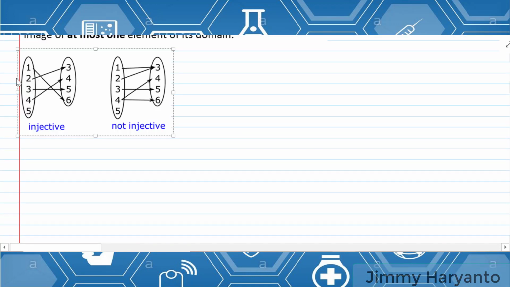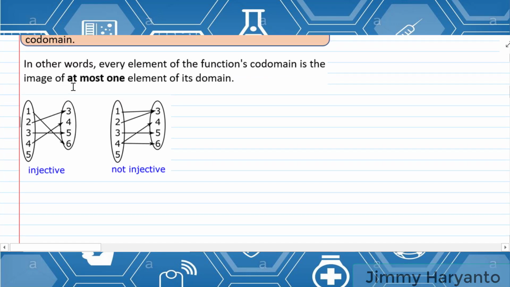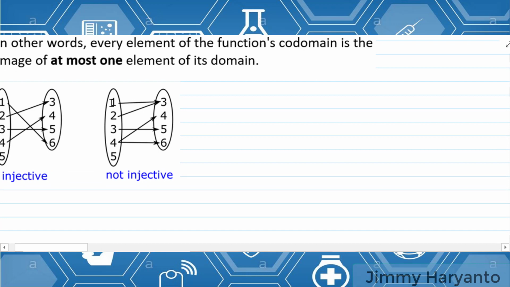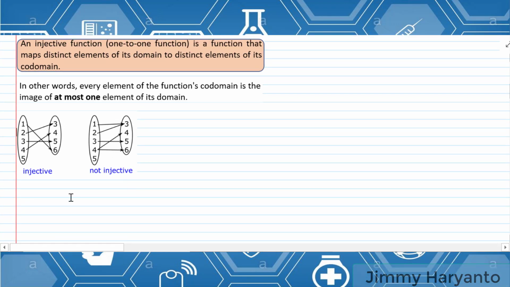Okay, take a look at this. For the left one, 1 pairs up with 6, 2 pairs up with 3, 3 with 5, 4 with 4, all pair up one by one, at most one, there is no 2, so it is called injective. How about this one? Take a look at the 3 pairs up with 1, 3 pairs up with 2, so 3 pairs up with more than one, we cannot say it is an injective function.